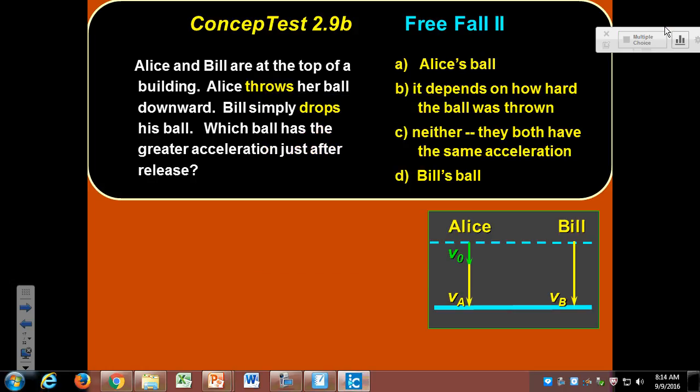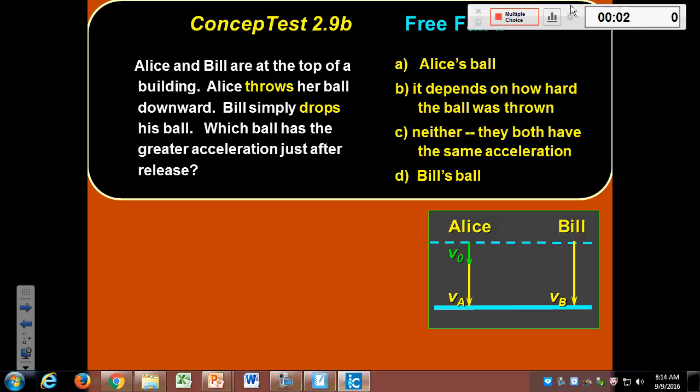So we're thinking free fall in these. Bill and Alice are at the top of the building. Alice throws her ball downward, but Bill drops his ball. So Alice takes it and throws it down, and Bill just drops it. After they leave their hands, after release, which ball has the greater acceleration? Alice throws it, giving it a certain initial velocity. Bill's initial velocity is 0. But after release, which has the greater acceleration? Alice's, Bill's, neither, or it depends how hard it was thrown.